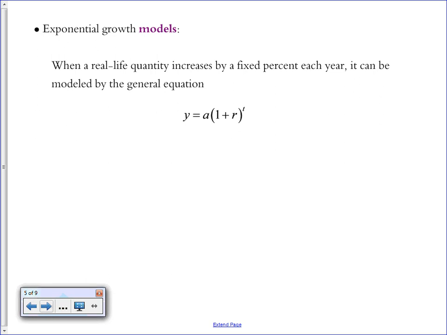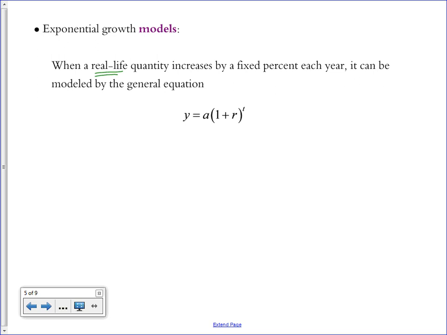Exponential growth models are how we put exponential growth into some word problems. So when a real life quantity, real life, that's what I mean by word problems, they're going to give you a scenario. When a real life quantity increases by a fixed % each year, so the value of your car or the value of an investment that you're making, it can be modeled by the general equation y equals a times 1 plus r to the t power.